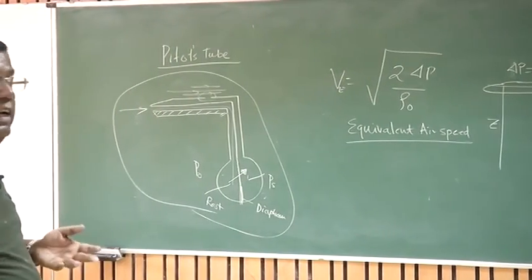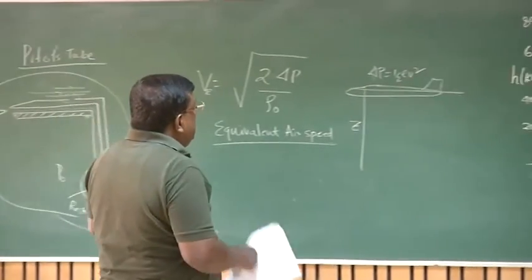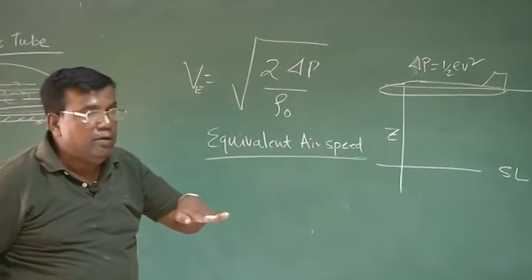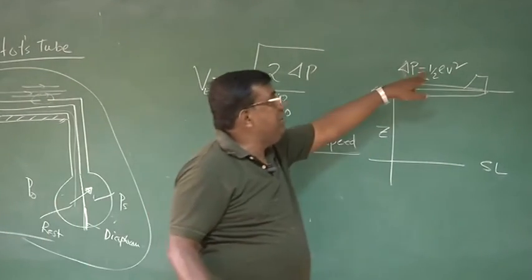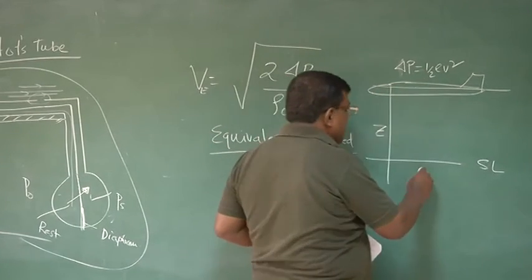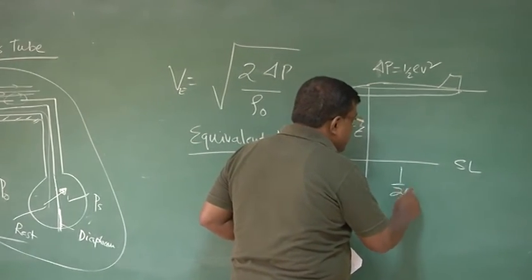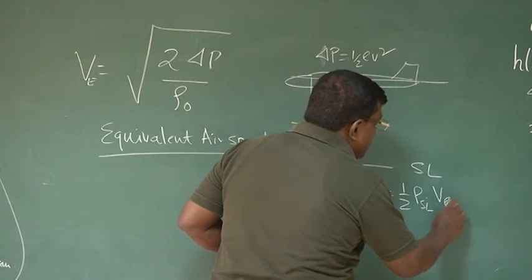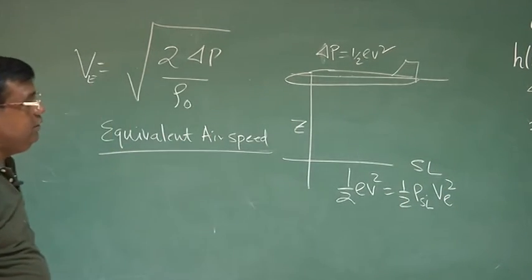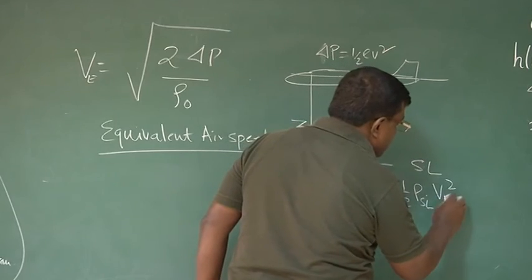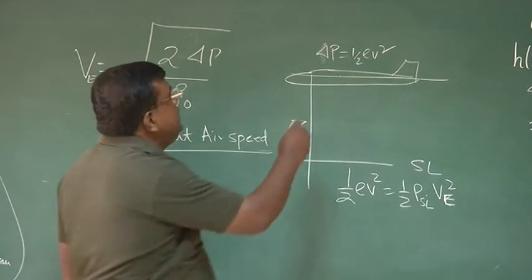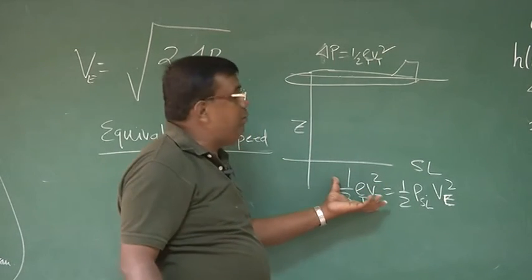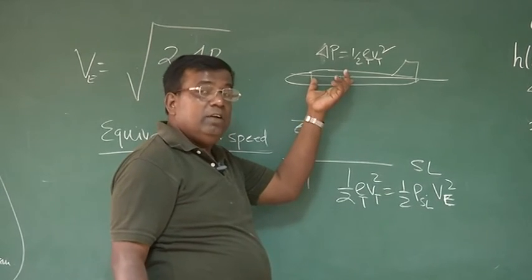What is equivalent airspeed here? If I fly at sea level, I am flying here, now I fly at sea level and duplicate this dynamic pressure. That is, I fly at sea level and duplicate this, and that speed is called equivalent speed, or VE by notation. Right? So what was this? This was rho true and V true. This is the actual dynamic pressure which was sensed by the airplane at a given altitude.